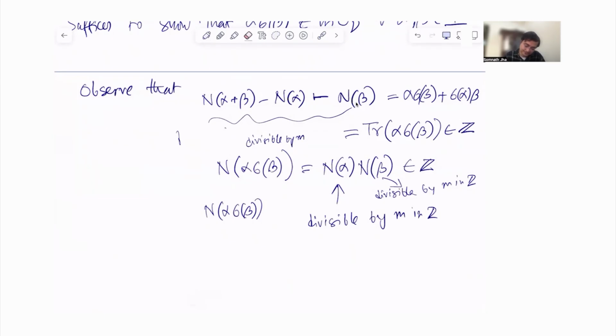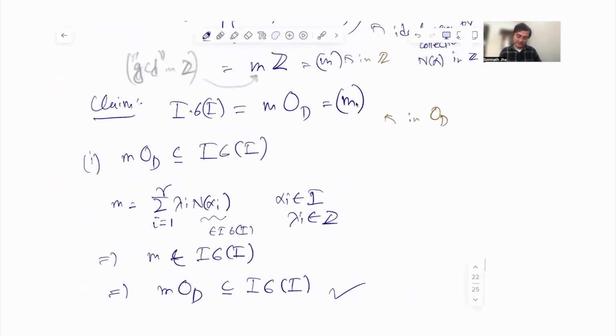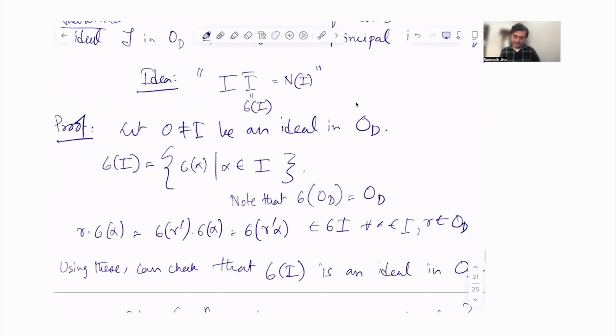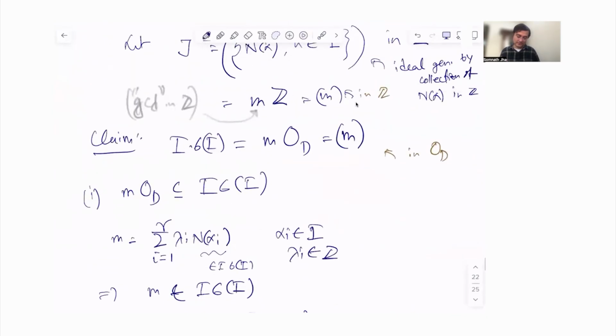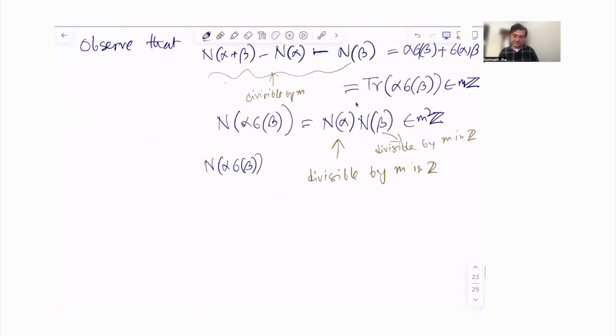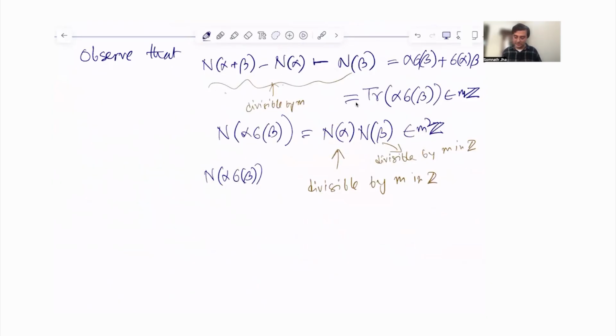So this belongs to MZ, and this belongs to M squared Z. And why is that? As I explained, the norm of alpha plus beta is an element of this ideal generated by M here. So it belongs to M squared Z. These are elements generated by M, because this is the ideal. The way to think about it is the GCD. So all these elements are divisible by M. So now any algebraic integer, so here the trace of this algebraic integer.